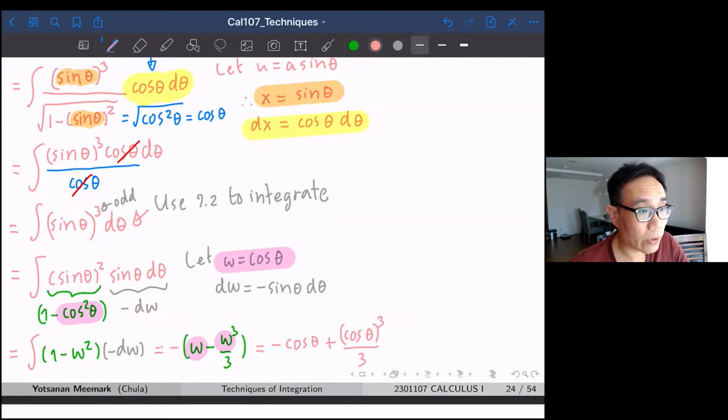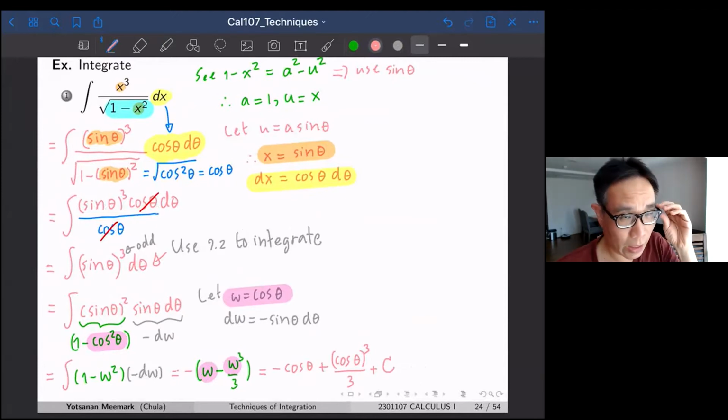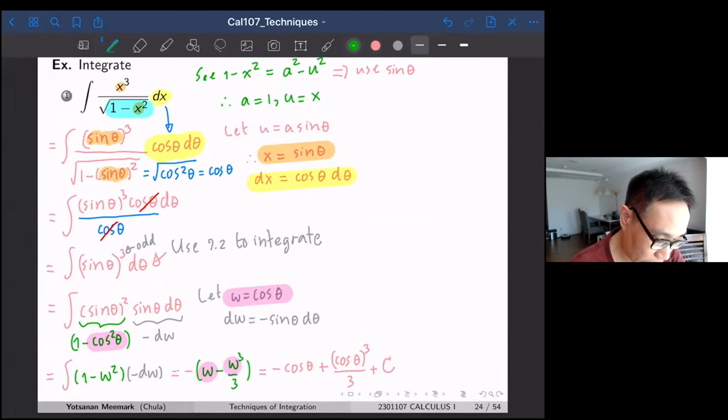So this is how we do this trigonometric substitution. You get negative cos theta plus cos cubed theta over 3, and you have to add plus C for the final answer. However, we do not have the final answer yet because we began with x. So I'm going to mention here that we must answer in terms of x.